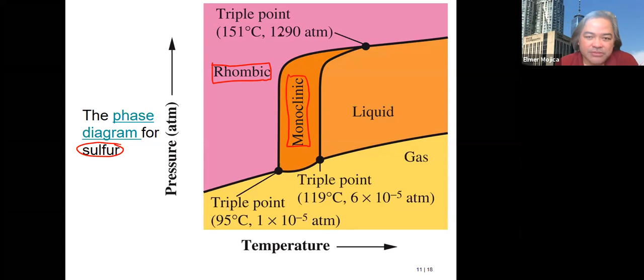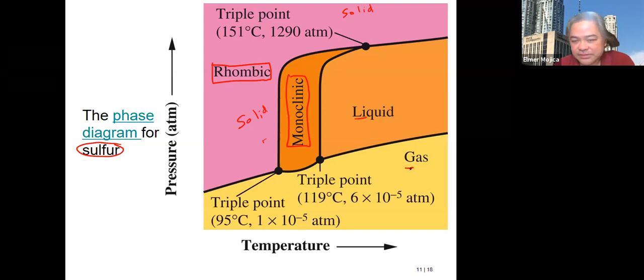Both of them are solid. So in this case, you're going to have what we call triple states, but only one of them is the true triple state. When we say true triple state, that's just the one that's made up of solid, liquid, and gas. And among these, this is the true triple state.